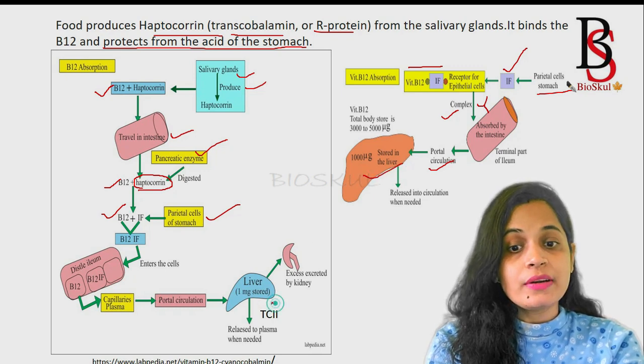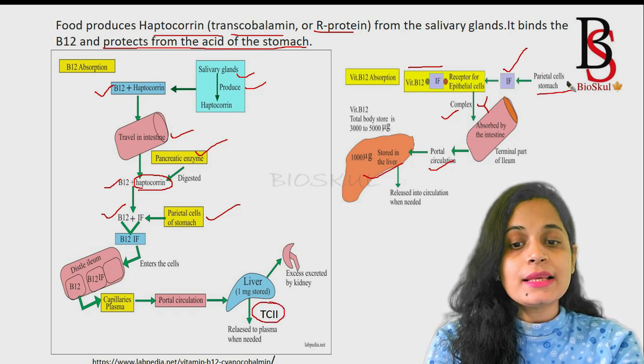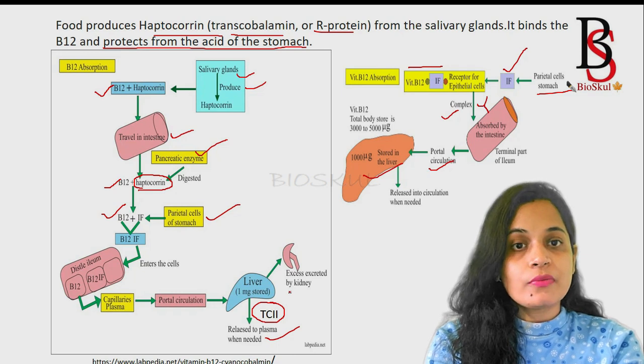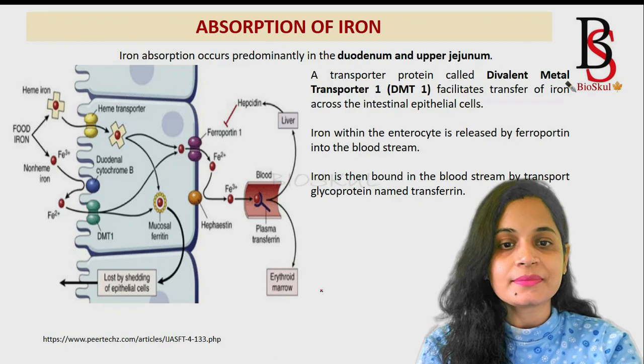Once it is absorbed, the liver produces transcobalamin 2. This transcobalamin 2 helps in the transportation of vitamin B12 through the body, and the excess amount of vitamin B12 gets excreted by the kidney.